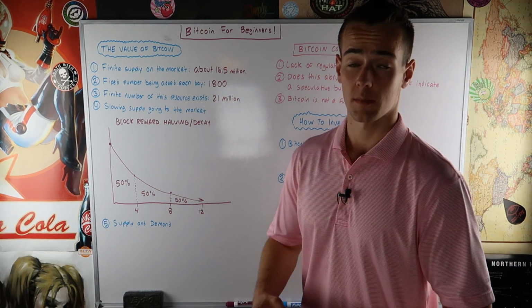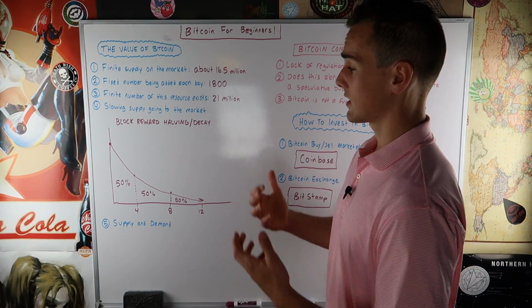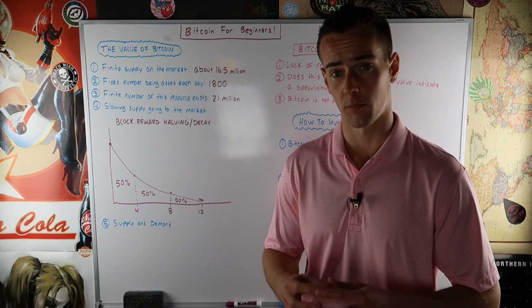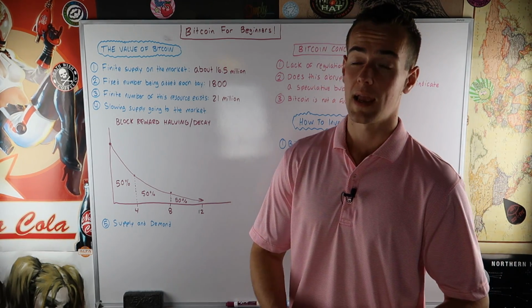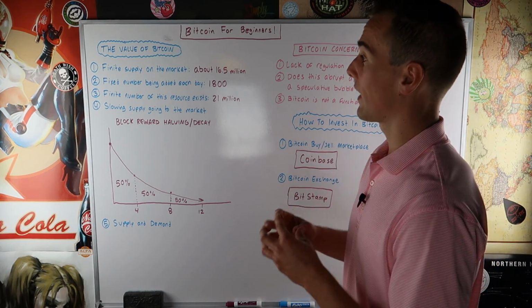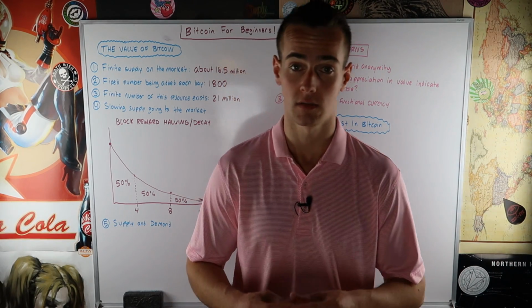So mostly, guys, it comes down to the principles of supply and demand and the fact that this is a finite currency. There's a fixed number of Bitcoins that exist. That is really what determines the value of Bitcoin, and that is why so many people are utterly fascinated by Bitcoin and why a lot of people are buying and holding Bitcoin as an investment.